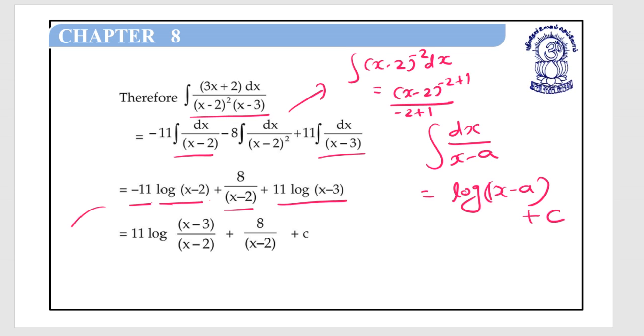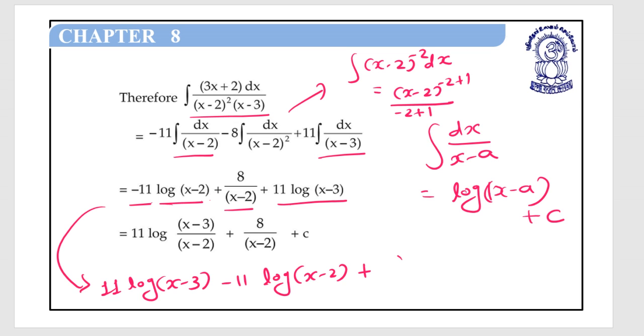So you can write 11 log x minus 3 minus 11 log x minus 2 plus 8 upon x minus 2 plus c. So here you can write 11 log x minus 3 minus sign. So our denominator x minus 2 plus 8 upon x minus 2 plus c. Okay.